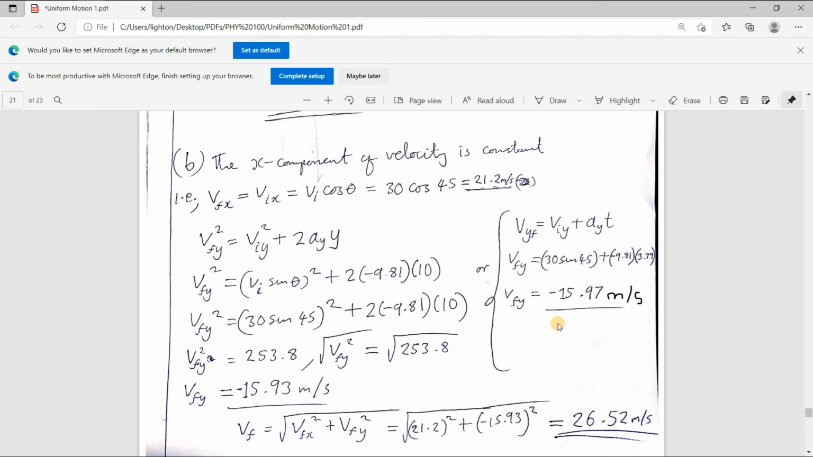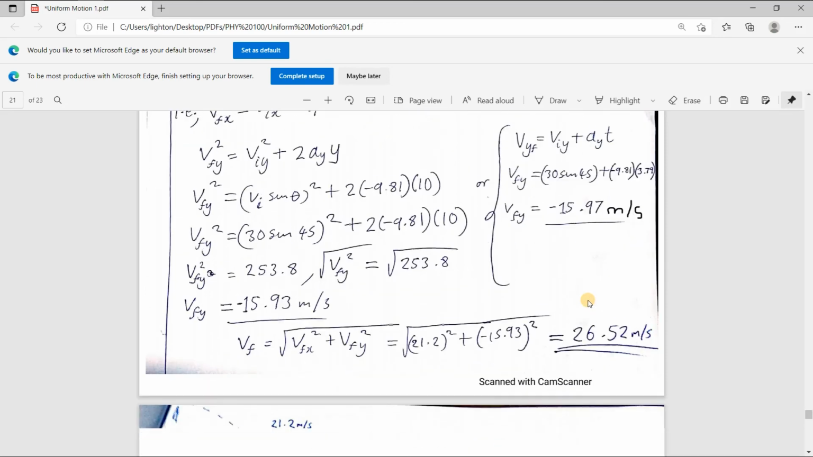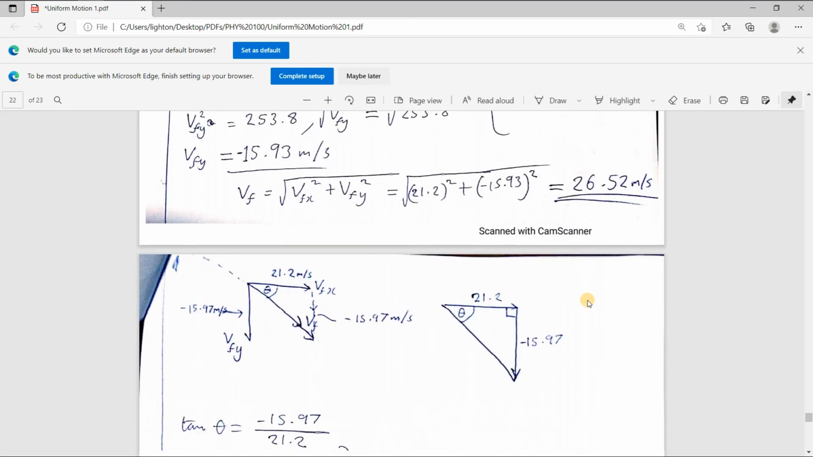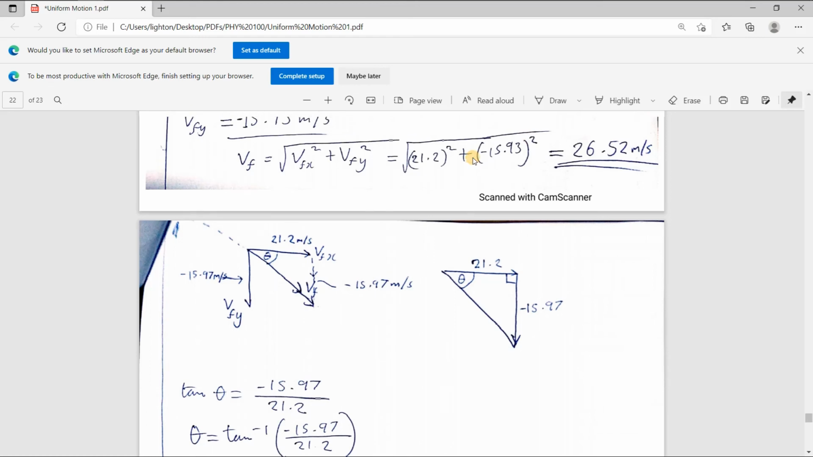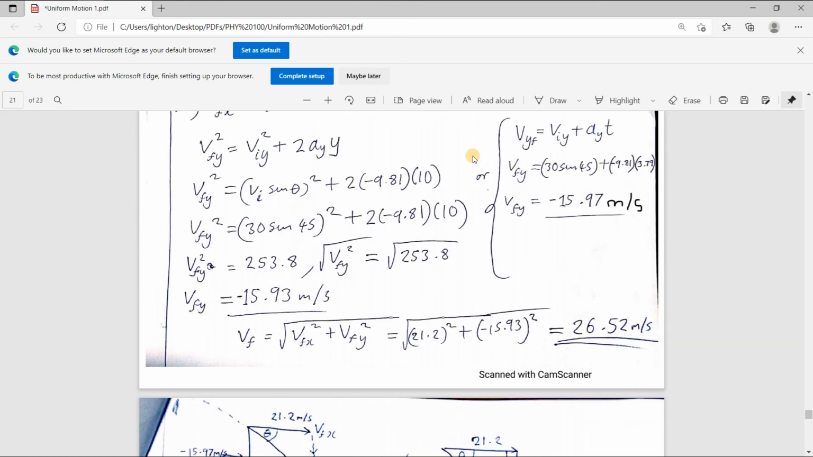So we have both the tools we need. We have the final component in the x-axis, which is this, and the final component in the y-axis, which is that. So our only thing we're left to do is finding the magnitude, which is the speed at impact. So v subscript f is equal to square root of vfx squared plus vfy squared, which is equal to square root of 21.2 squared plus minus 15.93 squared. So it's just getting the magnitude from these two components. That's how we solve it.